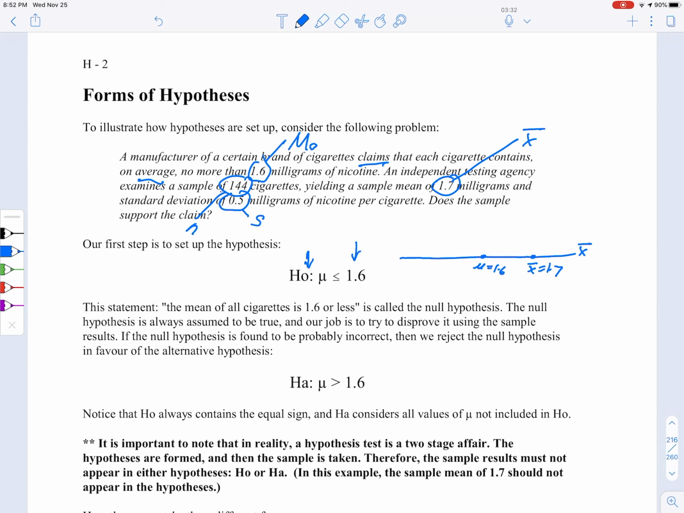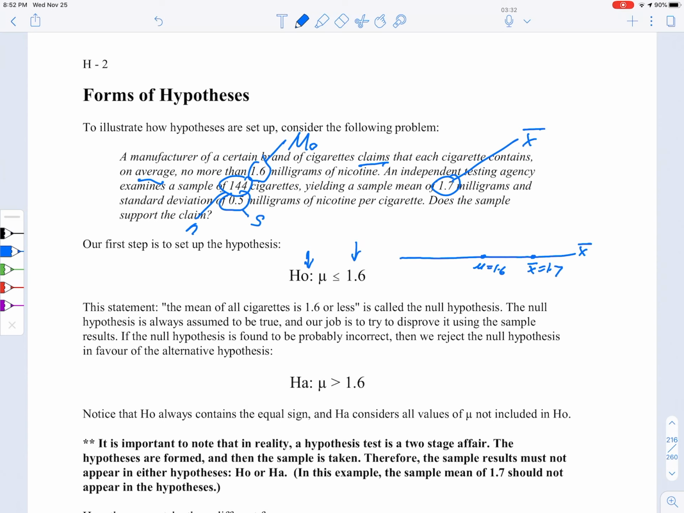We can take a look at a couple of extremes here. If I got an average of 1.600001, we would say, well, that's obviously not much different, so not a big deal, they are meeting the standard. If I got an average of 10, then that's way more than 1.6, so we would say it's quite a bit larger. But what about 1.7? The question is, well, what do you think?